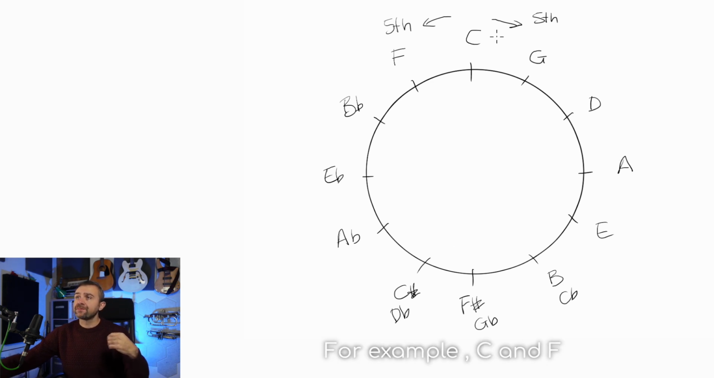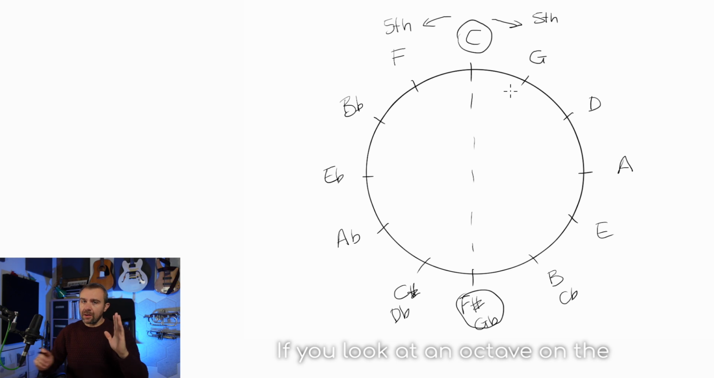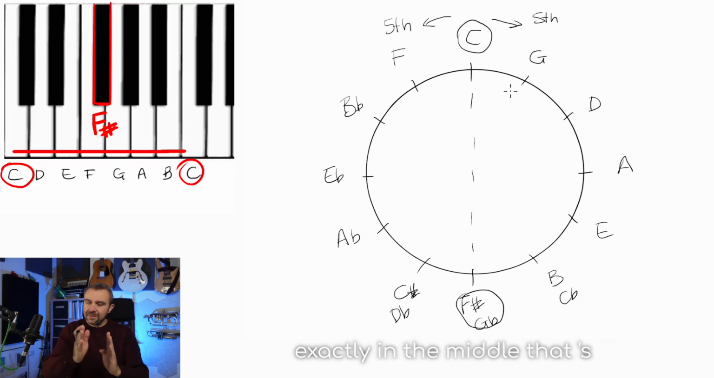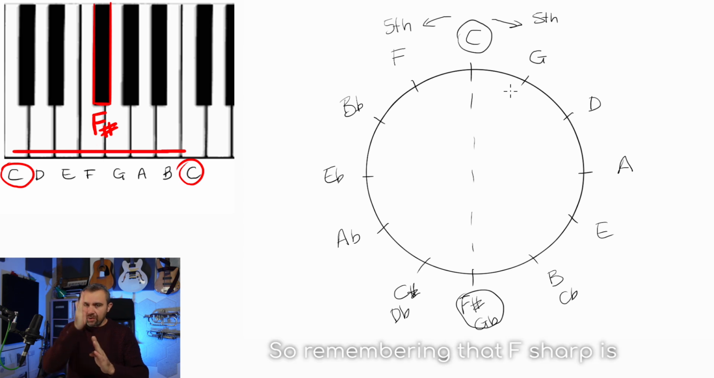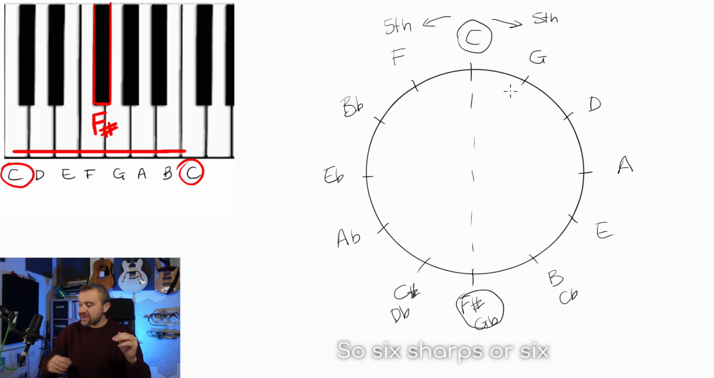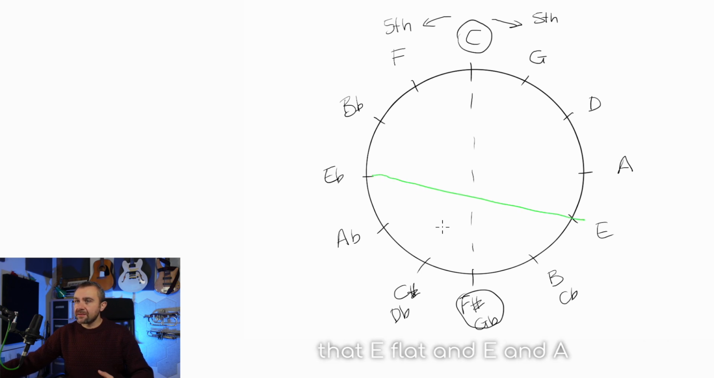For example, C and F sharp are opposite. And if you look at an octave on the piano from C to C, the note that is exactly in the middle, that's the F sharp. So remembering that F sharp is in the middle will help you. So 6 sharps or 6 flats if you think of G flat instead. Another useful characteristic about this is that E flat and E and A flat and A are opposite.